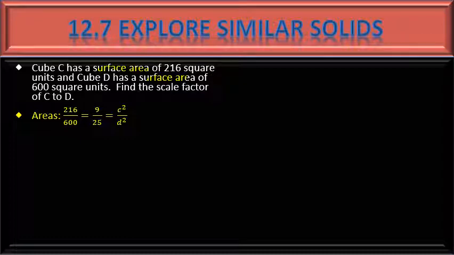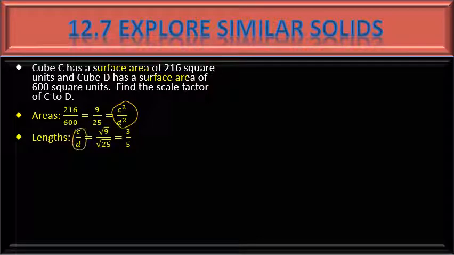So that's our areas. That would be our squared. So it would be C squared to D squared. I'm using C and D instead of A and B because it's cube C and cube D. So the lengths are just C to D. The areas are the squareds. The lengths are not squared. So I have to take the square root, which means my ratio of the lengths will be 3 to 5, which is the square root of 9 over the square root of 25. So the areas are squared. The lengths are not squared. So I had to square root those.